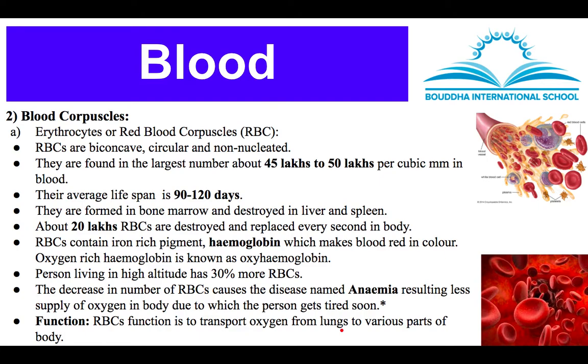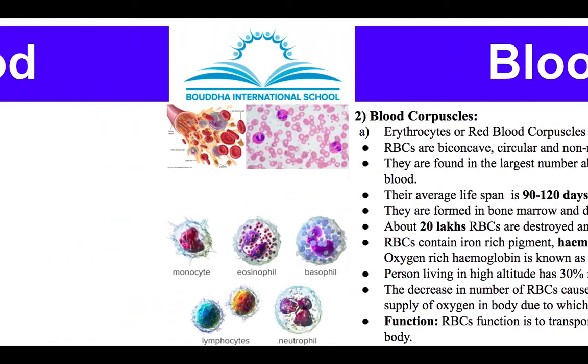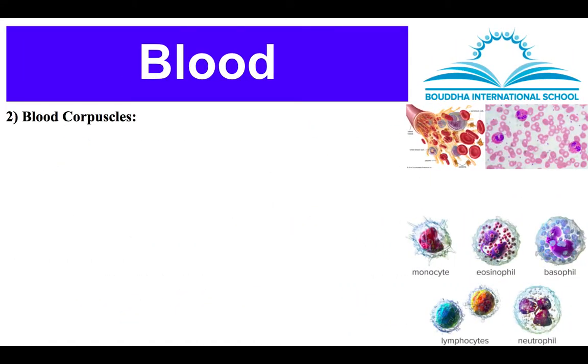Now let's go to another blood corpuscle, that is WBC. It is also called leukocytes, or white blood corpuscles. Though the name is white, it doesn't mean they are white in color. They are colorless. And you can see the shape. They don't have any fixed shape. They change shape continuously like an amoeba. That's why we call it irregular in shape.